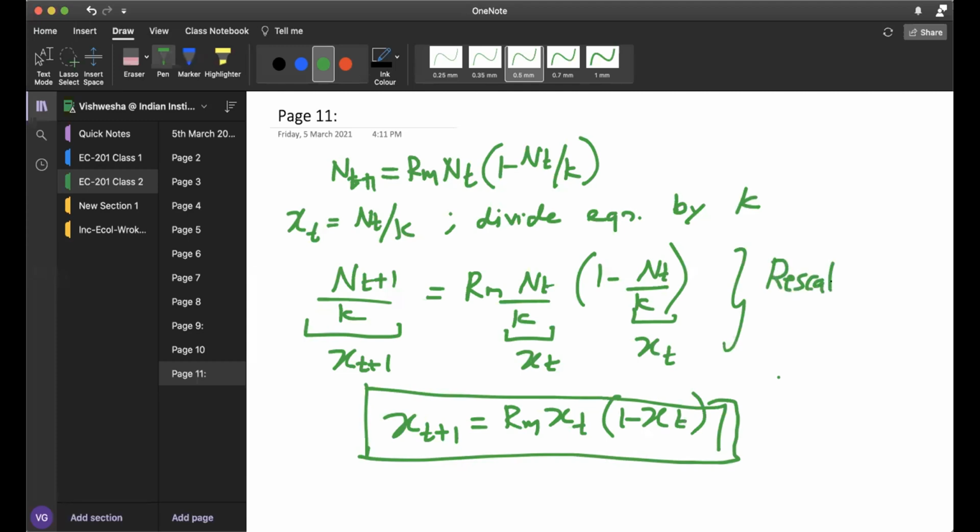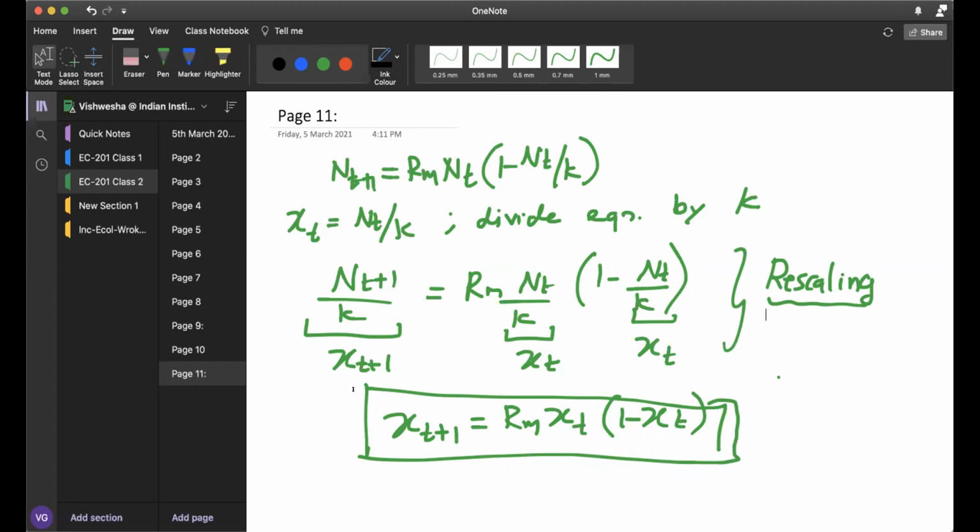So we have rescaled the population size by a parameter k, and in doing so, we have actually not lost any information. One can think of x as the population density instead of population size. Okay. So we now have a simple equation. So now, what do we learn from this equation? What can we learn from this equation? And that is going to be the next set of exercises we will do in the breakout room.